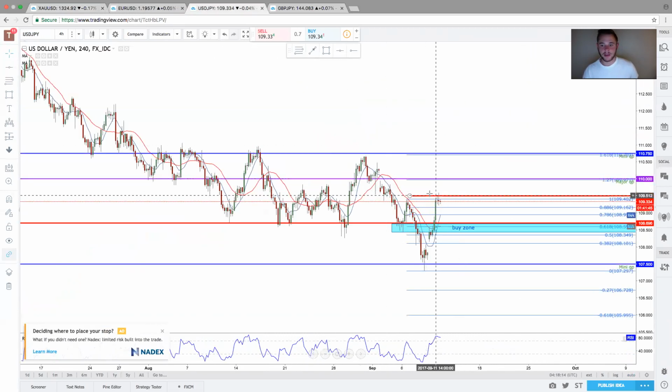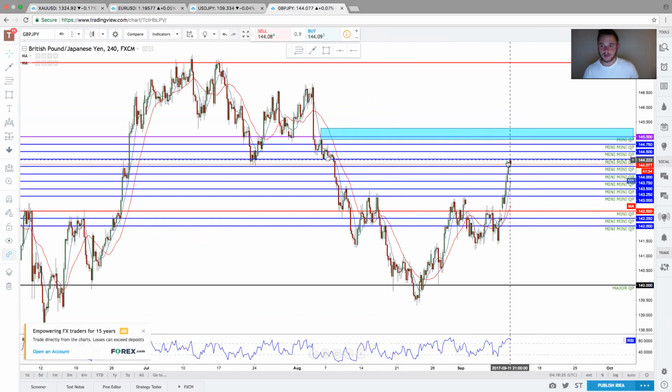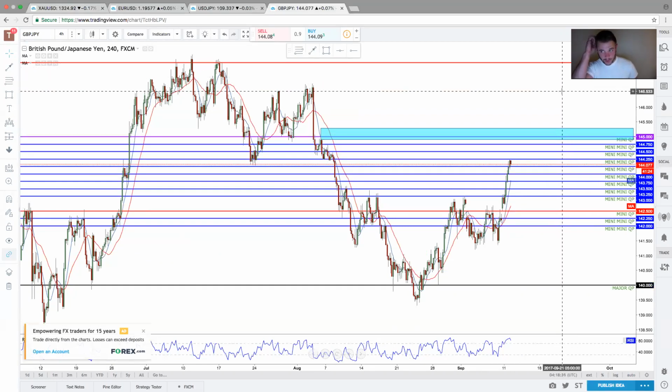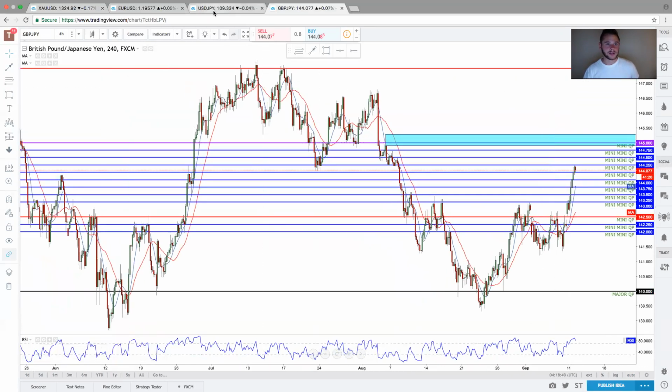USD JPY looking to come down to this buy zone. If not, then we're buying above 109.5. It'll probably be a strong bullish candle if it breaks it. And then GJ, we're looking for buys above 144.25 up to 145. And if it breaks that, then we're looking to 147.50 or 150 potentially. But that's my analysis of the pairs.